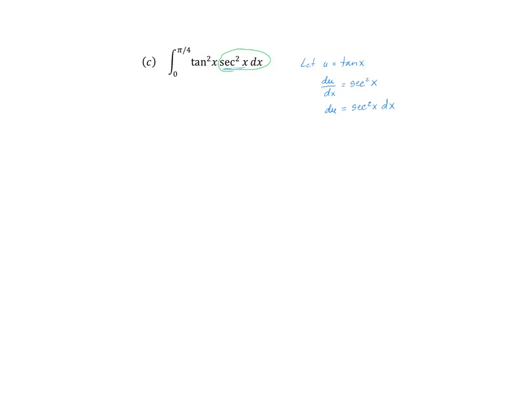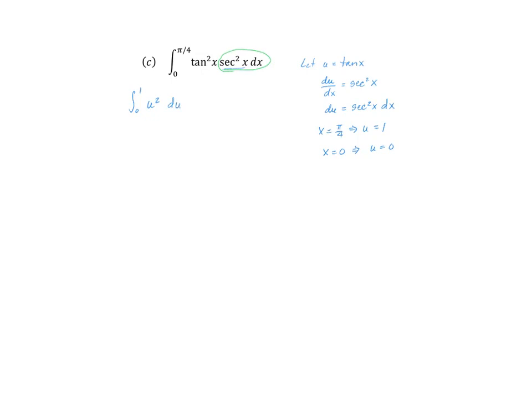All I have left is my limits of integration. So if x is equal to pi over 4, that means that u is equal to tangent of pi over 4, which is 1. If x is equal to 0, then u is equal to tangent of 0, which is 0. This integral now becomes the integral from 0 to 1. The tangent squared is u squared. Secant squared x dx is du.